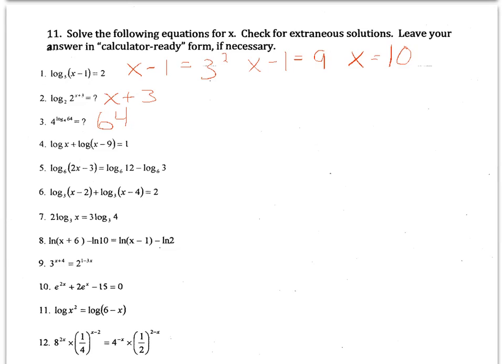For number 4, we first need to condense the logarithm before we solve, or before we write it as an exponential. So we'll have the log of x times x minus 9 equals 1. And now we're ready to write it as an exponential. So we'll have x times x minus 9, and that will equal 10 to the first. So if we distribute the x, we will have x squared minus 9x, and we can move the 10 over to the other side.